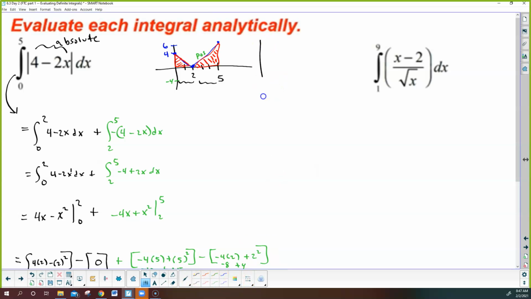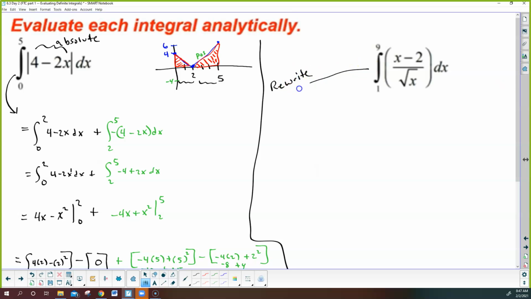I'd like you to write this one down right here, because this one really tends to get kids confused, and it looks scary. So we're going to get you to a point where you're going to feel hopefully pretty confident about it. We have the integral from 1 to 9 of this kind of crazy function. Well, as we learned before, algebra is your best friend.